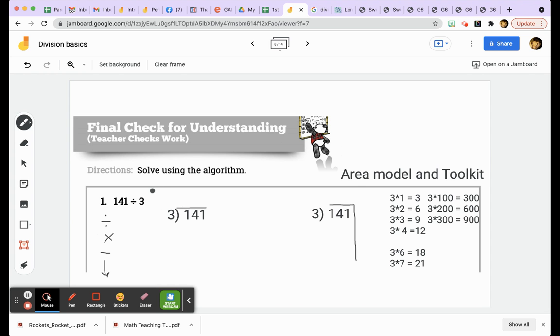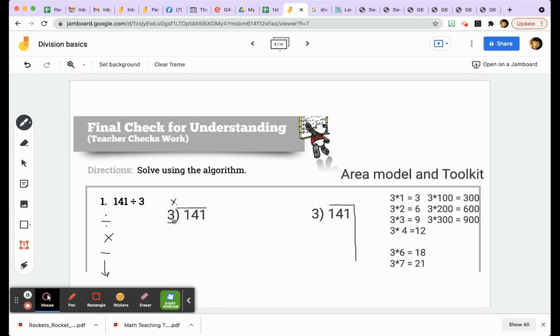Okay, well, yesterday we always started with the area model. Today we're going to start with the standard algorithm. And remember, my steps are divide, multiply back, subtract, and bring down. I put a multiplication sign here to remind me that when I put an answer in my quotient, I need to multiply back so I can continue the steps for division. So my dividend is 141. I want to know how many equal groups of 3 will fit into 141.